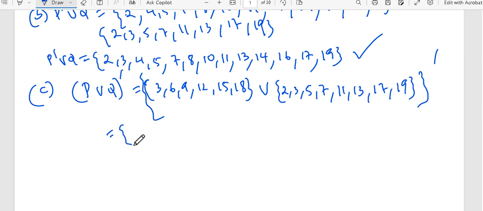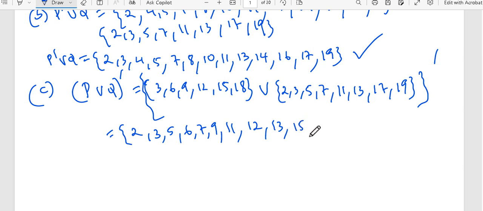That will be 2, we have 2 there. We have 3. There's no 4, so don't write 4. There's 5. There's 6. There's 7. There's no 8, don't write 8. There's 9. There's no 10. There's 11. We have 12, 13. There's no 14, so you skip it. Then 15. No 16. Write 17. There's 18, and there's 19.